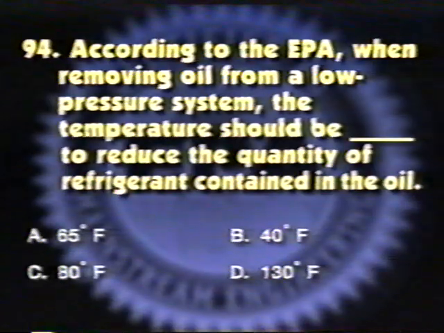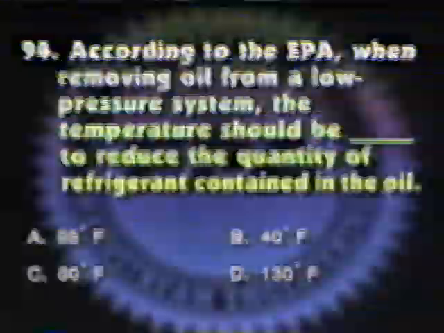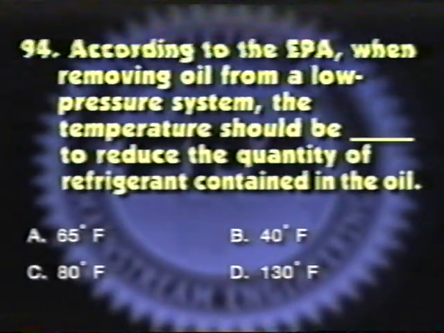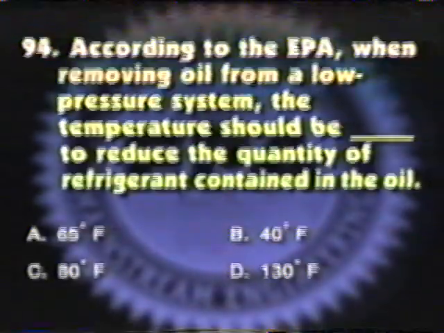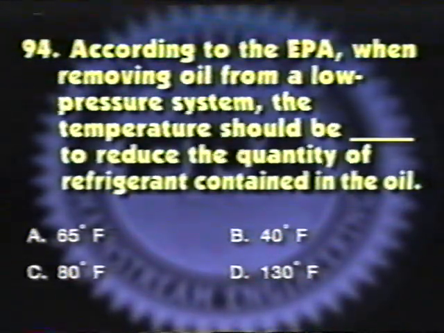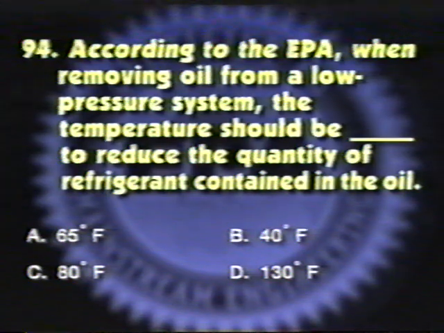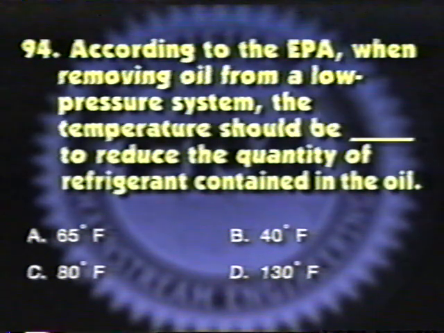According to the EPA, when removing oil from a low-pressure system, the temperature should be how warm to reduce the quantity of refrigerant contained in the oil? A. 65 degrees Fahrenheit. B. 40 degrees Fahrenheit. C. 80 degrees Fahrenheit. D. 130 degrees Fahrenheit.